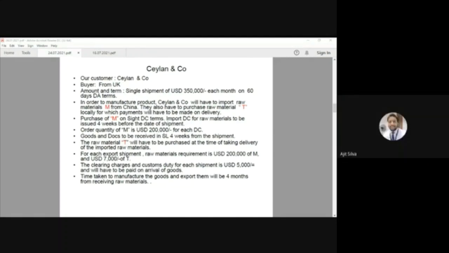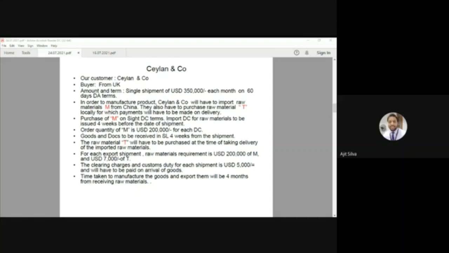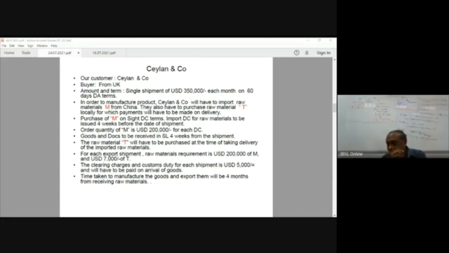Excuse me, sir. Ajit from Sampath Bank. In this scenario, if an avalised bill is received, can we accommodate bill purchasing facilities? Yes. We did the avalised bill last time, no? So avalised bills, yes. Avalised bills means that the bank is giving an irrevocable undertaking that they will pay. So, avalised bills, yes.